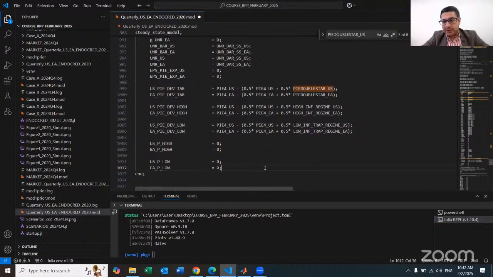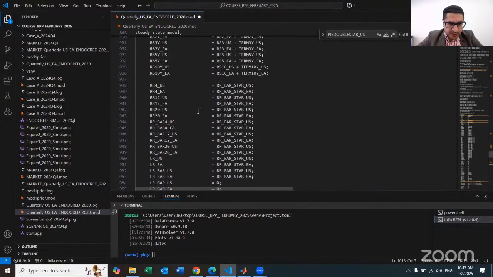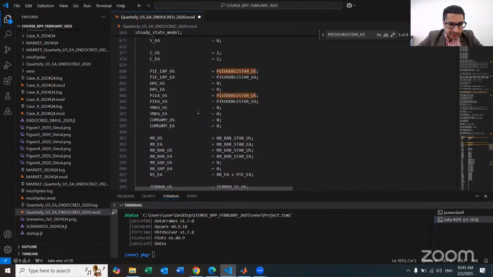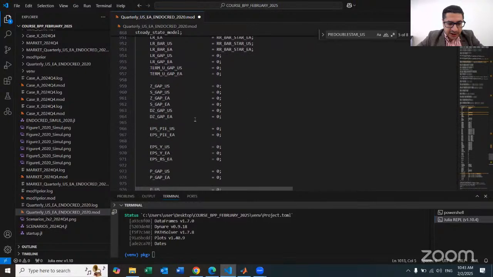So when the economy is operating at the steady state, with inflation staying in steady state for a longer period, there are no probabilities of being in the high or low inflation regime. So these are zeros. Now we finish here with semicolon, steady state block, end of the steady state model block.